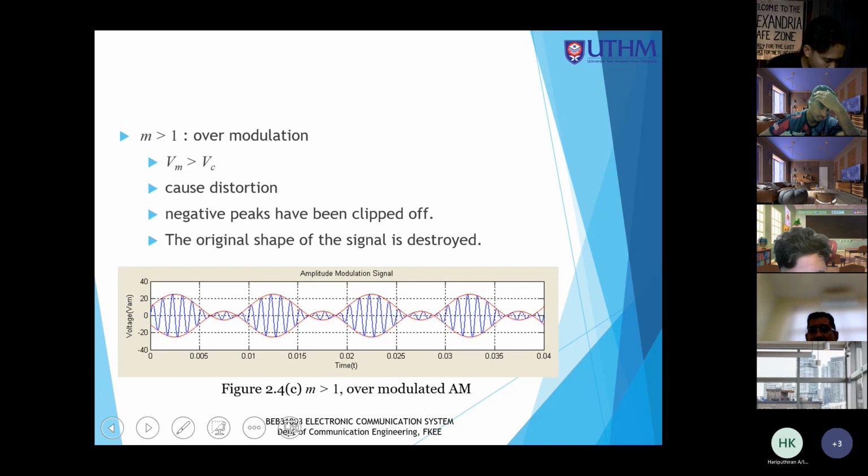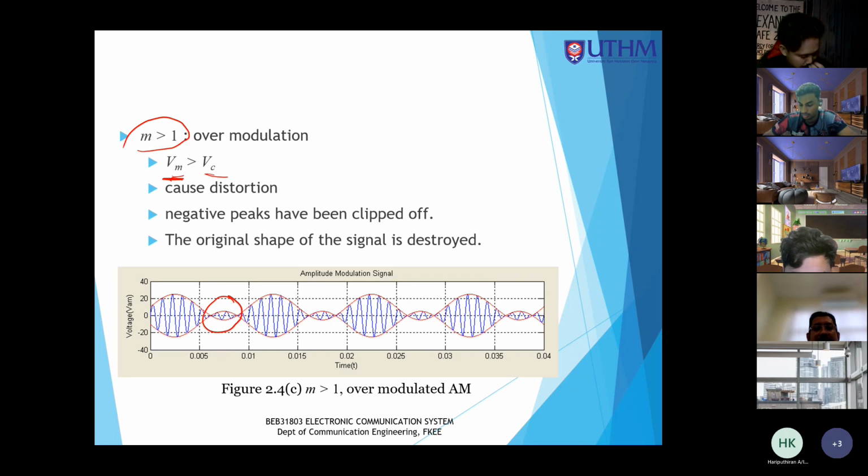Kemudian untuk over modulation, so this is when M more than 1. Maknanya kalau M lebih besar daripada 1, dia punya modulation index lebih besar daripada 100%. So that means the modulating signal voltage, peak voltage lebih besar daripada peak carrier voltage. So this will cause distortion. Negative peaks have been clipped off and the original shape of the signal will be destroyed. So inilah dia about clip off, maksud clip off tu di sini.